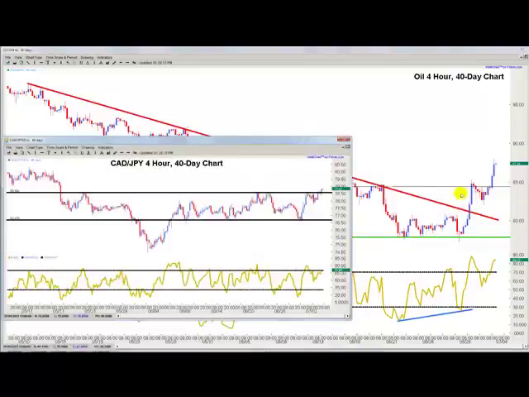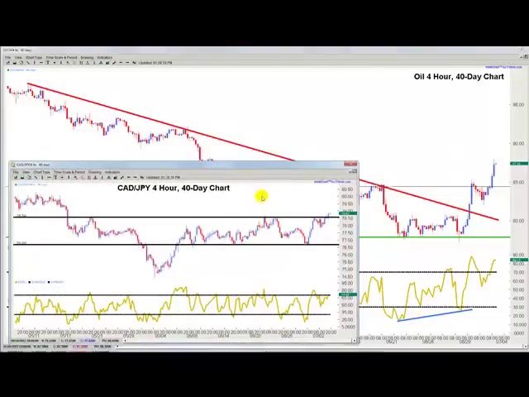And let me see if I can get that level. That was on 6/29 of 2012. And so it breaks out here, retests, and then heads higher. So there's the oil breakout. Okay, now let's look at CAD yen. CAD yen was right here when oil broke out.